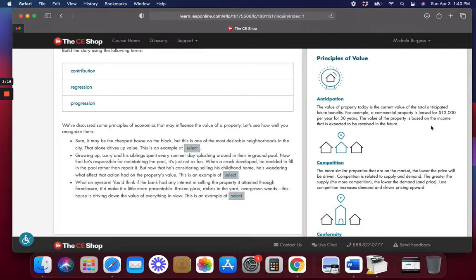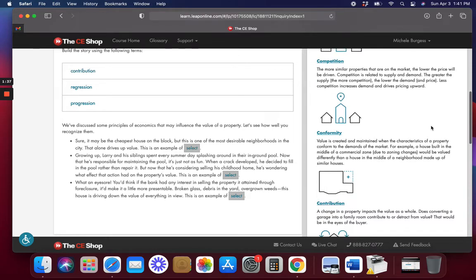Principles of value: anticipation. The value of a property today is the current value of the total anticipated future benefits. For example, commercial property is leased for $12,000 per year for 30 years. The value of the property is based on the income that it is expected to receive in the future.